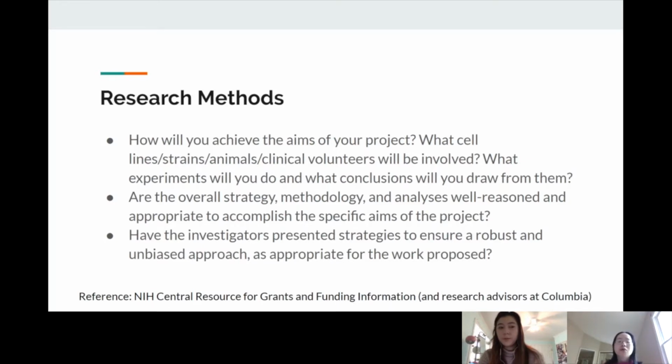And what proposal reviewers will be looking for are: are the overall strategy, methodology, and analyses well reasoned and appropriate to accomplish the specific aims of the project, and how the investigators presented strategies to ensure a robust and unbiased approach as appropriate for the work proposed. So investigators here means the people leading the development of these projects, the scientists leading the development of these projects.